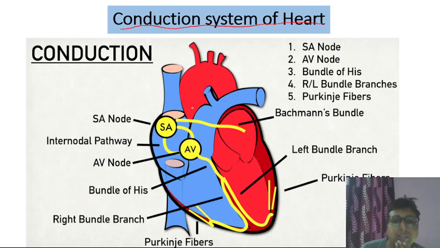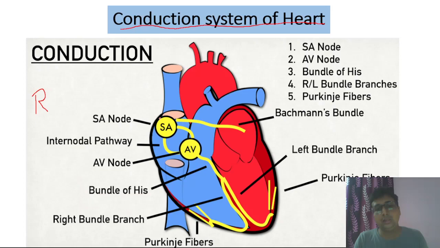So this specialized nodal tissue, the muscular tissue, is called the sinoatrial node. It is present on the upper right corner of the right atrium. This is called the sinoatrial node. And we have to remember it, because this is the point from where the contraction of the heart starts.